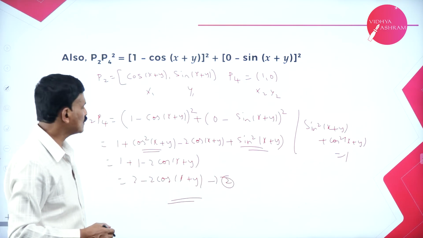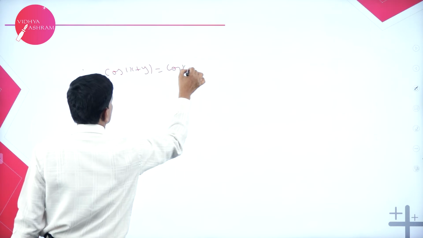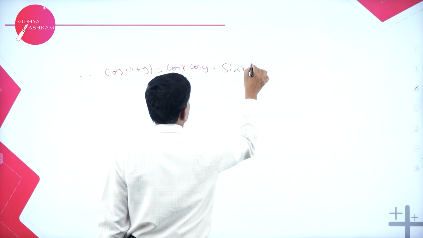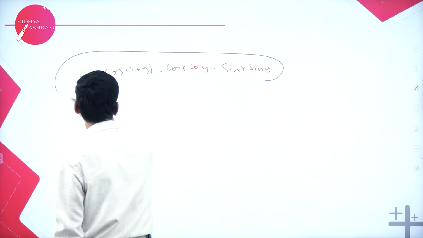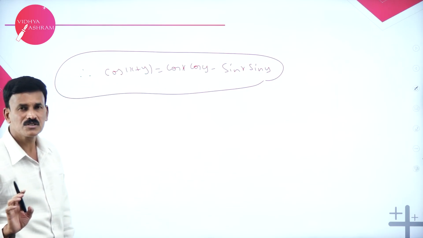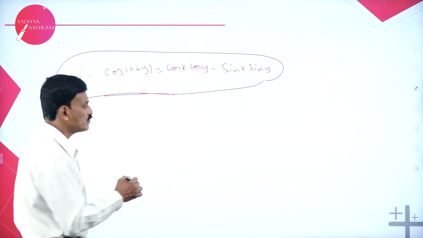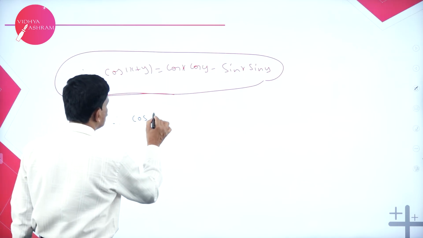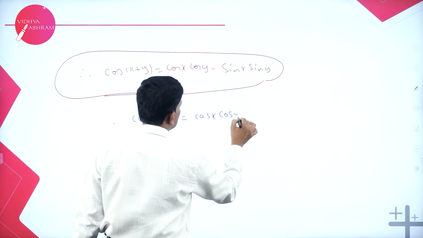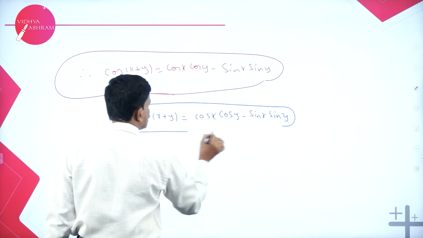Therefore, I can write that cos(x plus y) is equal to cos x cos y minus sin x sin y. This is the required answer. Hope you follow this, it is very important for 6 marks. Hence the final result we are getting is cos(x plus y) equals cos x cos y minus sin x sin y. This is the final result.